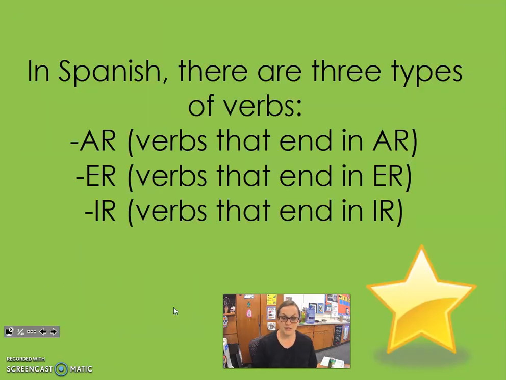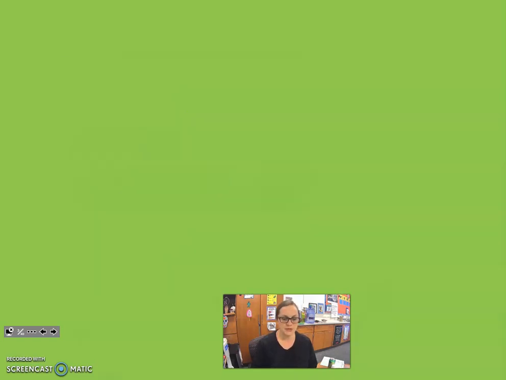Alright, so as you know, there are three types of verbs in Spanish. We have AR, ER, and IR. The last couple weeks we've been working with AR verbs, so today we are going to continue working through ER and IR verb conjugation rules and learn a bunch of ER/IR verbs.